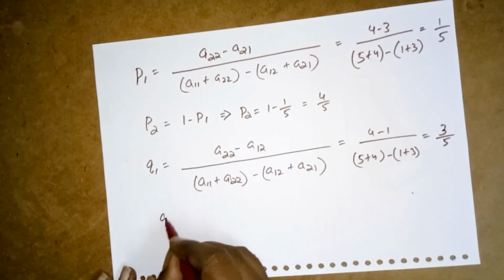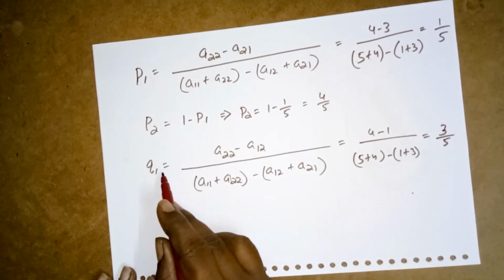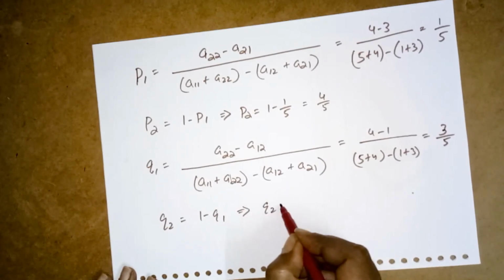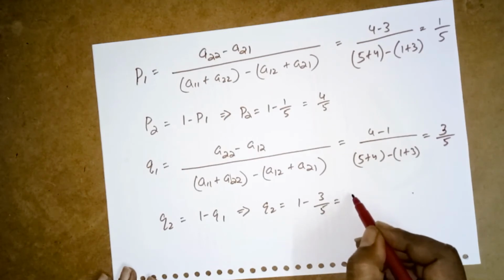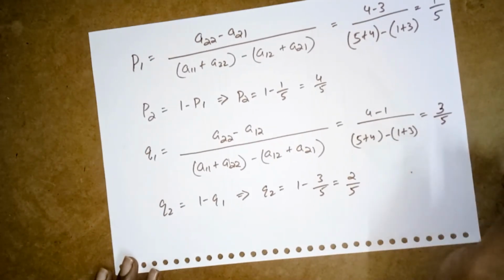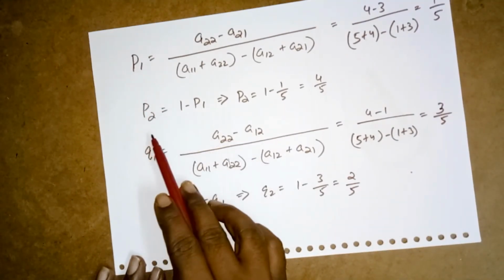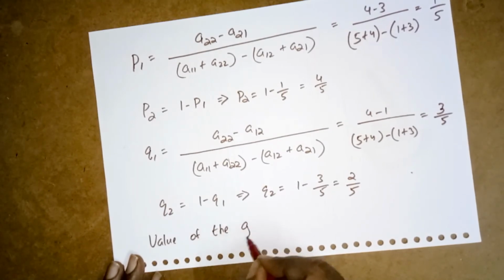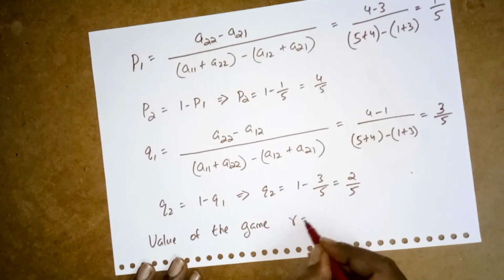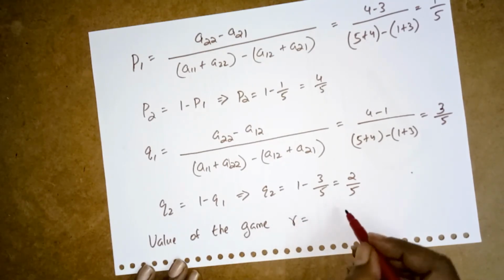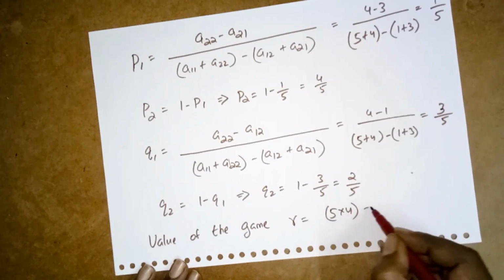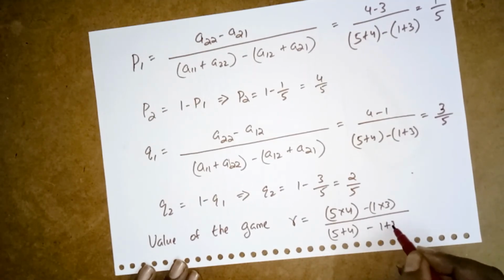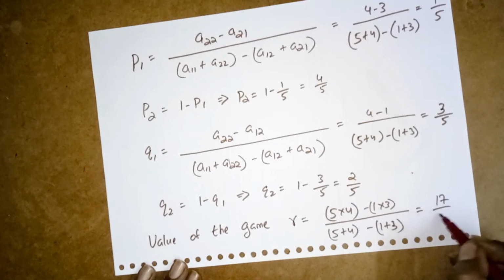Now we will calculate Q2. Once we know the value of Q1, we will write the same, 1 minus Q1. So here we will get the value of Q2 is 1 minus 3 by 5, which is 2 by 5. After knowing the values of P1, P2, Q1, Q2, next we'll move to the value of the game. The value of the game is gamma. We will write here 5 into 4 minus 1 into 3 by 5 plus 4 minus 1 plus 3. So we are getting 17 by 5.